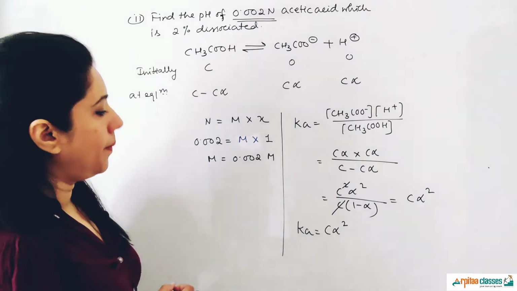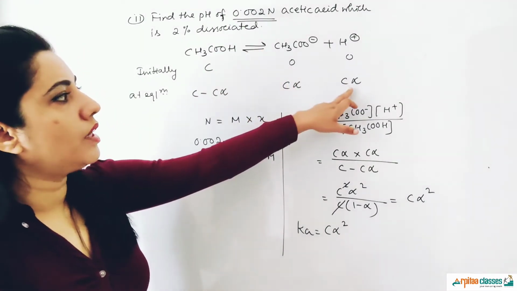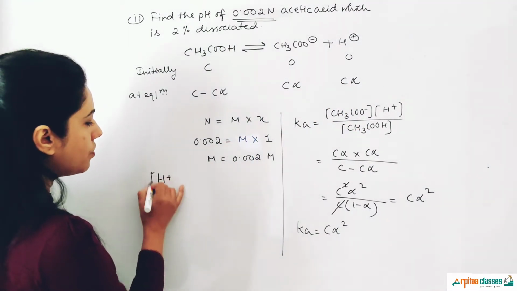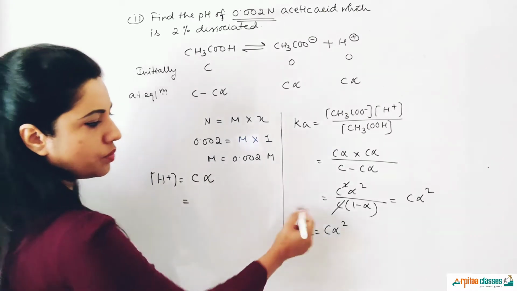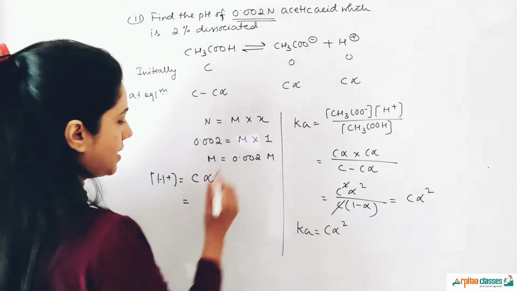Okay, so we have to actually find out pH. For pH we need only H plus ion concentration. So what is H plus ion concentration? H plus ion concentration is C into alpha. We actually do not need this. We need pH. For pH we need H plus ion concentration, and that is C alpha.